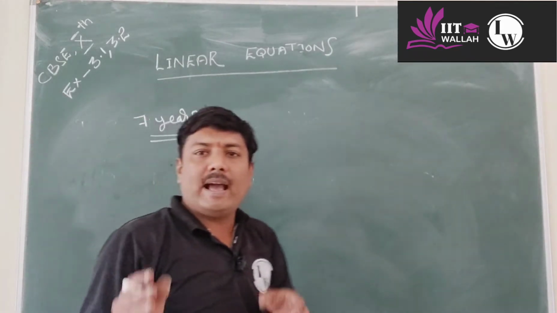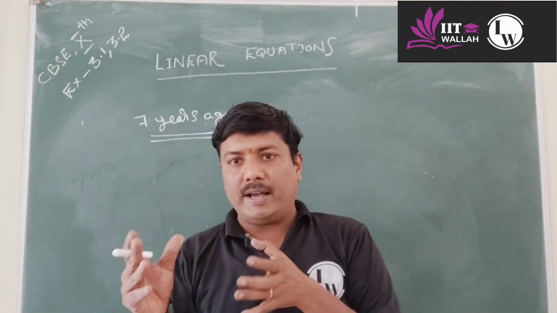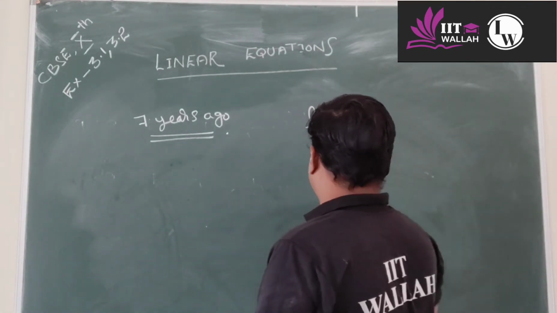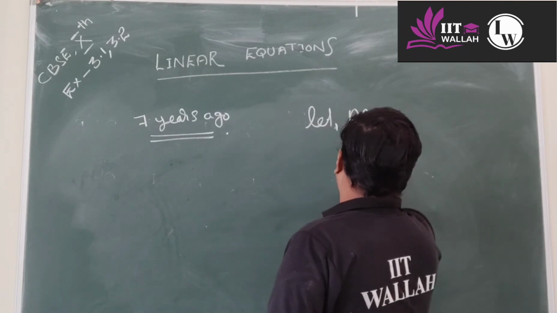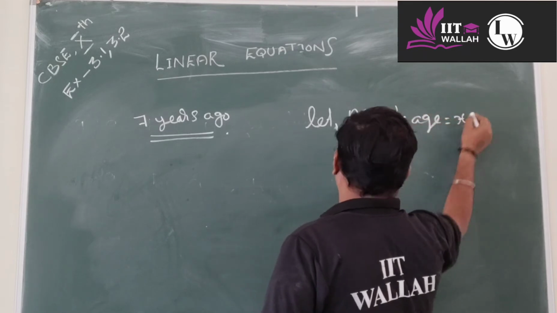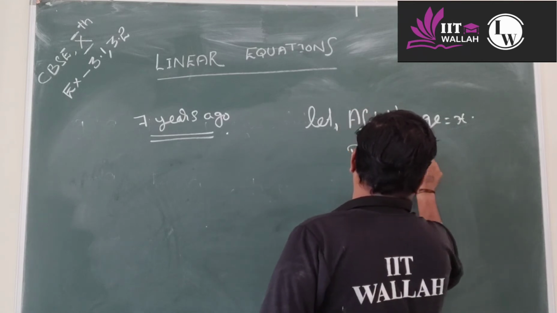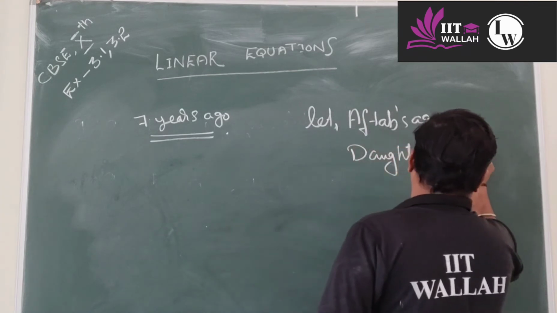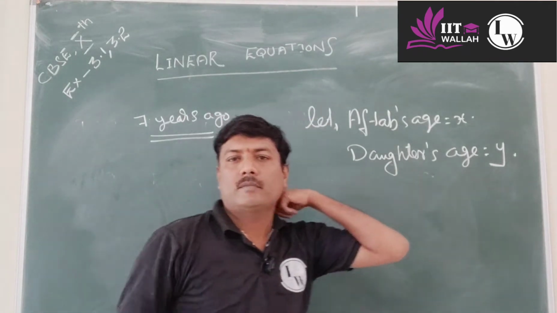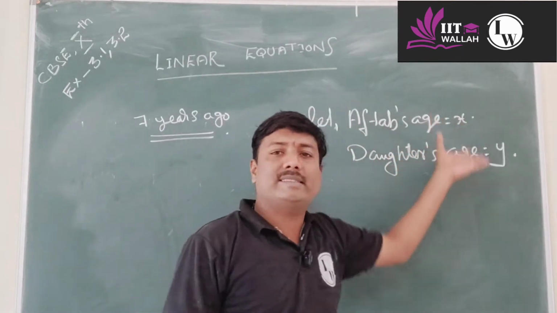Before that, we can substitute Aftab's age with X and daughter's age with Y. Whatever we need to find, we will substitute with variables. So first of all, let Aftab's age be X and daughter's age be Y. This is the first step. Whatever we need to find, we substitute with X and Y.